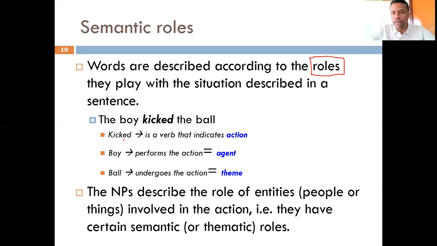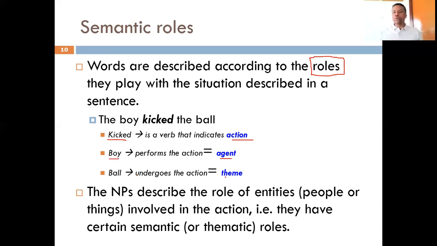For instance, the word kick is a verb that shows you the action. The word boy is a noun, a person that performs the action. So we call it an agent. And a ball is the object that undergoes the action, and we call it a theme.